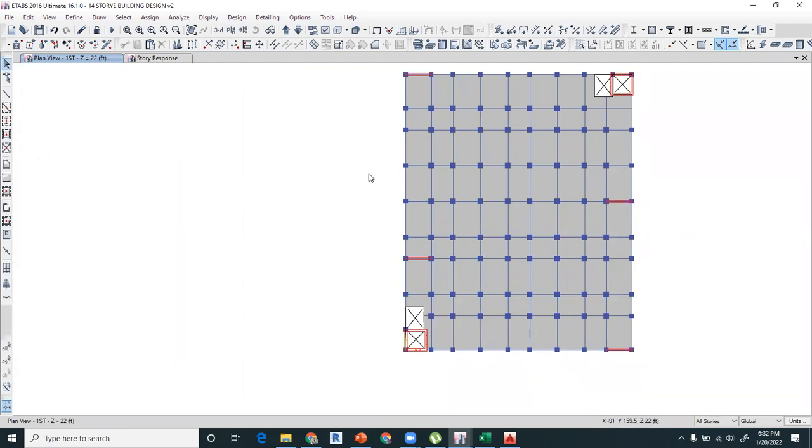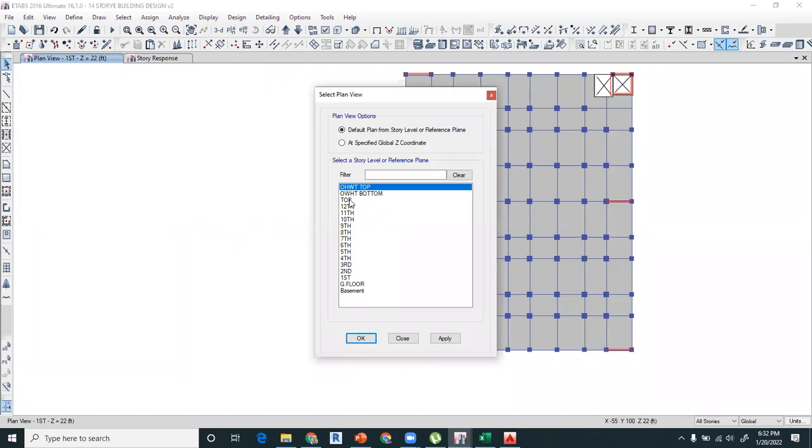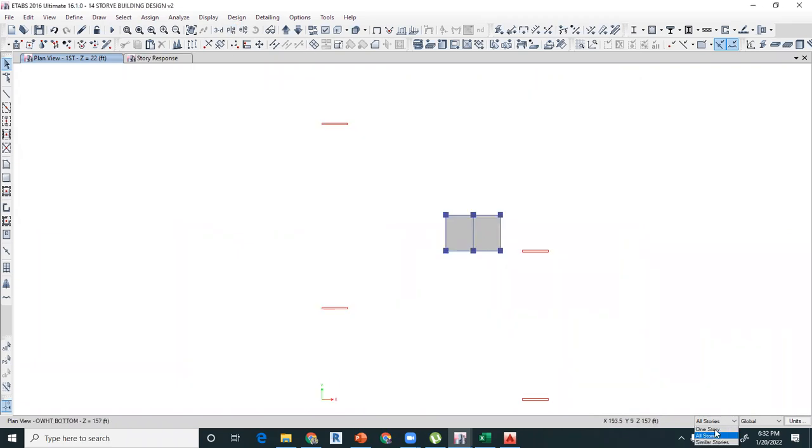Right. So let us run the analysis. But before going to the analysis, let us go over here on top. If we do not want any shear wall in here, let us delete these. So now we are ready to run the analysis. So while it's running the analysis, if there are any questions you can ask.